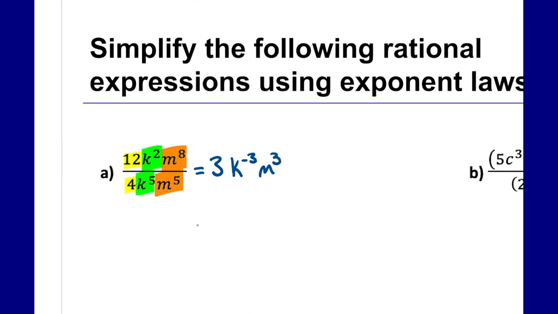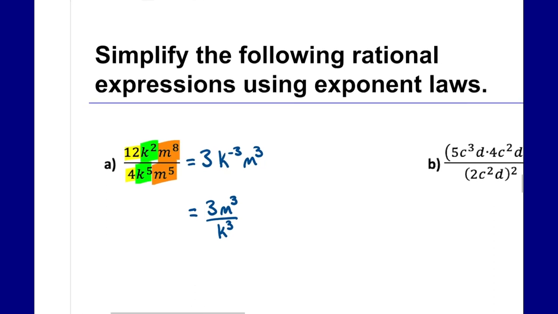General rule of thumb, we want positive exponents, so I need to bring that k to the power of negative 3 down. We're going to create a fraction, bring it below, and the exponent becomes positive. And that is my simplified rational expression.